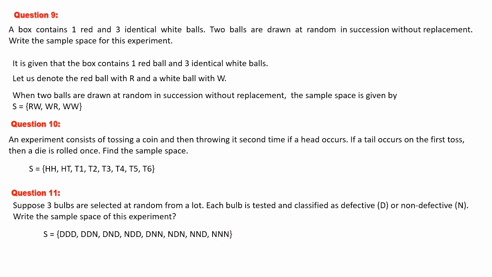Once again, first 3 D we will write, DDD, then the last one we will change to N, so DDN. Then we bring this N to the middle, that is DND. Then we bring this N to the first, that is NDD. Next we take the last 2 as N, that means DNN. Then we keep this D in the middle, that is NDN. Next we take this D to the last, that is NND. Finally all 3 are non-defective. So just by using your logic you can rearrange these D's and N's. That is the only process.